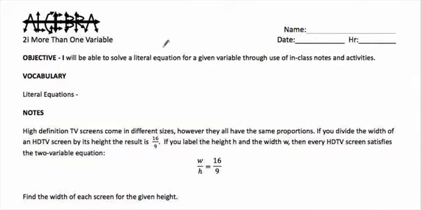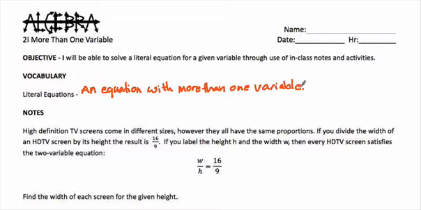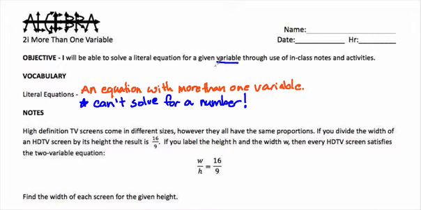Okay, so what is a literal equation? A literal equation is an equation with more than one variable, and you can't solve these for a number. If you have one equation with multiple variables, you cannot solve for a number. So we're going to see what we're going to do with this down below. You'll be solving for a given variable, so you'll be basically rewriting the equation so that you have one variable by itself, but you're not going to get it down to a single number.